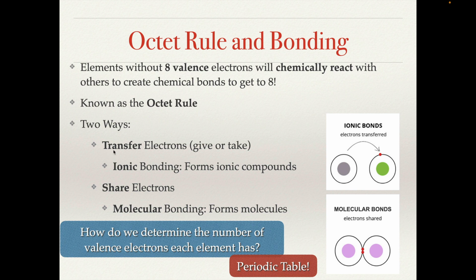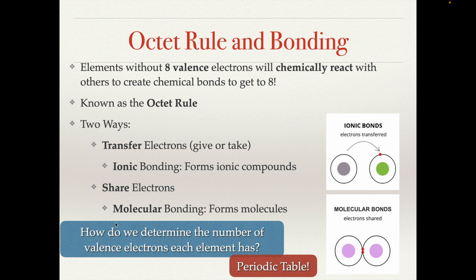We can either transfer electrons, which is basically giving and taking them, and when we do that, we create the ionic bond, okay? So you can look over here, we see one element can transfer an electron to the other element to create the ionic bond, or we can share electrons, which then creates what we call a molecular bond, and that makes molecules. So instead of having a transfer, we can also have sharing that goes on where they lock together because they share some electrons instead.